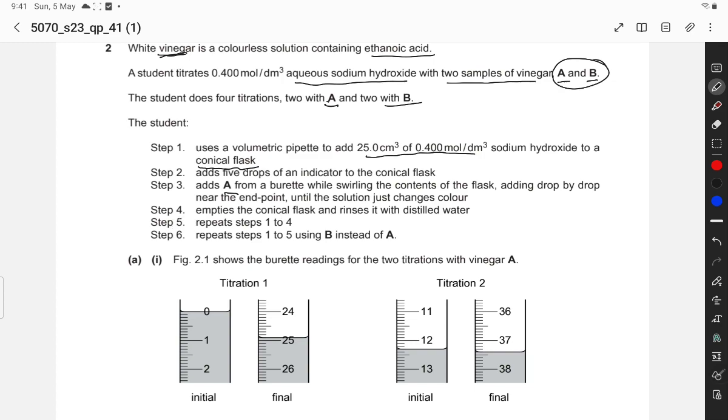Step 4, empty the conical flask and rinse it with distilled water. So keep in mind that the conical flask can be washed using tap water and distilled water. Step 5, repeat steps 1 to 4. Then repeat steps 1 to 5 using B instead of A. So we are using 2 samples, A and B. First do the experiments with A, all these steps with A, and afterwards with B.